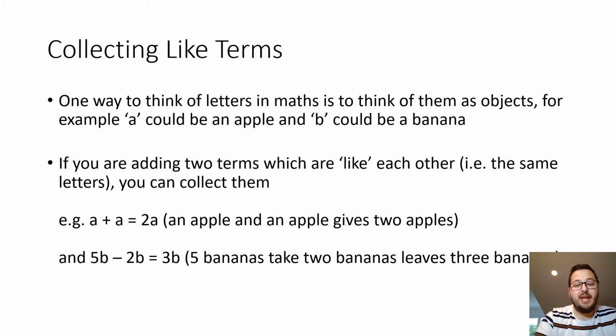So for example, here we've got A plus A. Well, that's just 2A. Think if I've got an apple and I've got another apple, I've got two apples altogether. So A plus A is 2A. And similarly, if you had something like 5B take away 2B. If I had 5 bananas and I took away 2 bananas, I'd be left with 3 bananas. So 5B take away 2B is 3B. Okay, so it helps to think of them as objects.